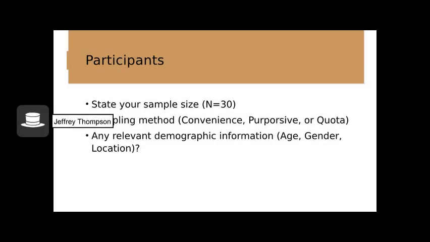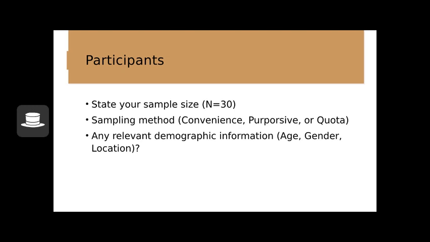So for your participants, the two most important things that you'll need to state are your sample size, so how many people are actually in your sample, and then the sampling method that you used. So if you remember our lectures from chapters 6 and 7, we talked about 4 different sampling methods. Random selection will not be one of the sampling methods that you use. You'll be choosing from convenience, purposive, or quota sampling.